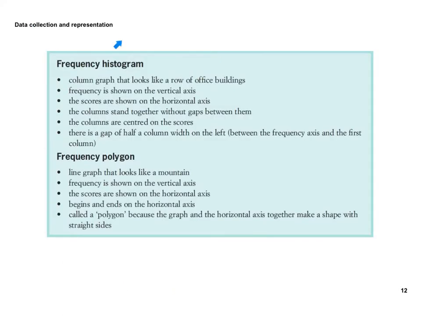Okay, here's a quick summary of frequency histograms and polygons. You don't have to write this all down, just pause the video and give it a quick read. I'm not going to read through all of these, but yeah, a little summary of the column graphs and the line graphs of what we just drew. Just a couple of things, like I said earlier, there are no gaps between the columns, always have a little indent when you start. So there's a gap of half a column width on the left, so from 0, always have a small gap at the start. Histograms look like office buildings. Polygons look like a mountain. And I call it a polygon because it finishes and starts on the axis as well. Okay, let's move on.